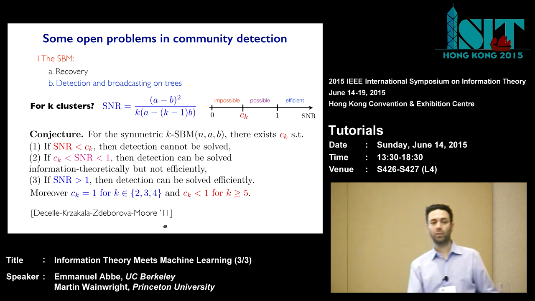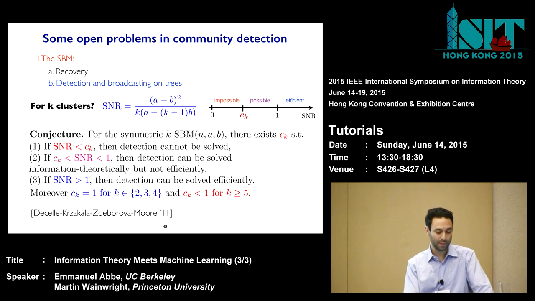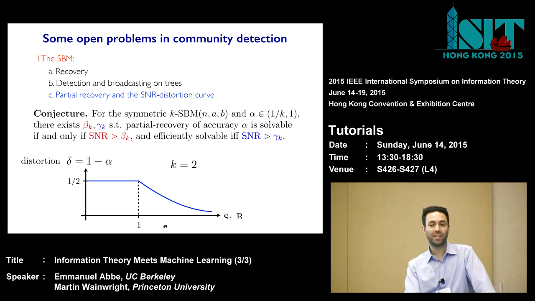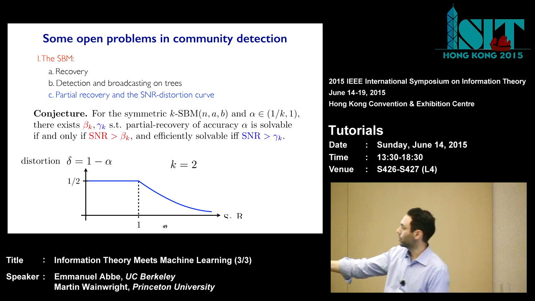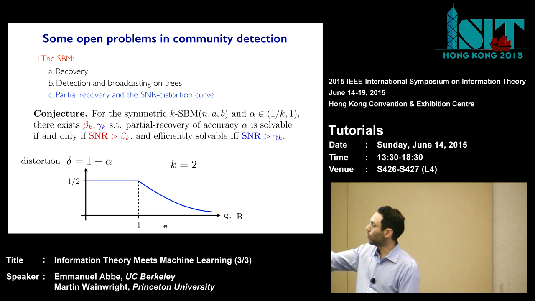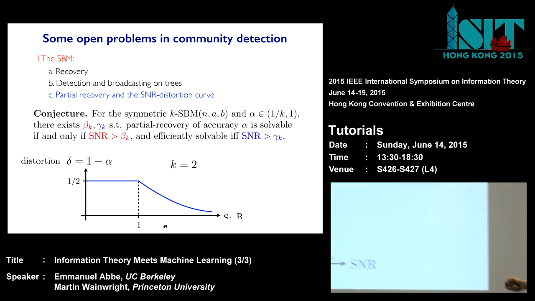Another very interesting question which naturally connects to information theory is what would be the rate distortion theory of these problems. If now you don't want to just detect, but you ask how much distortion can I have, then I conjecture that this is a natural extension of the previous conjecture. If you plug here the distortion, so it's 1 minus the accuracy of the reconstruction, if SNR is above 1, I'm plotting here what's happening for 2 communities.